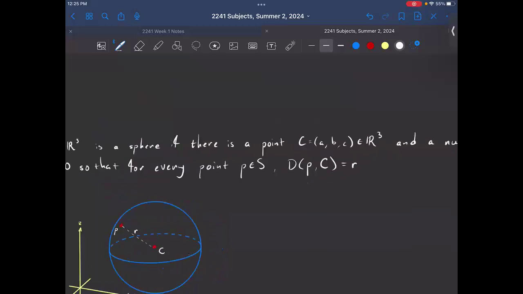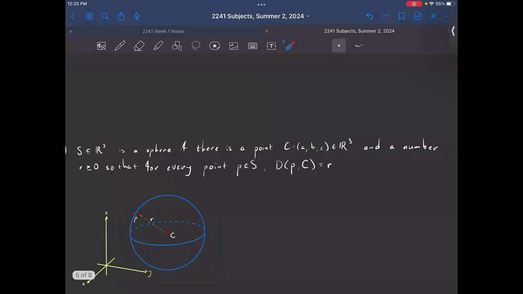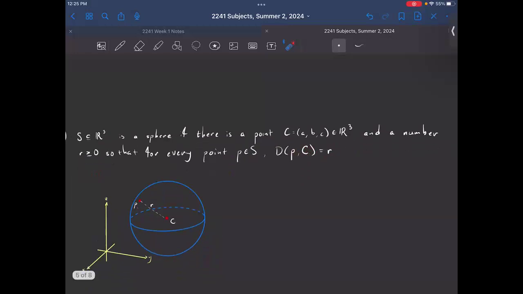Okay, so I have a statement here that I've written down, and we'll just read through it. It says S as a subset of R3, so that's what this symbol here means, subset, is a sphere if there is a point C equal to (a, b, c) in R3, this symbol means inside of, and a number r greater or equal 0, so that for every point P, the distance from P to C is equal to r. And I have a picture of that right here.